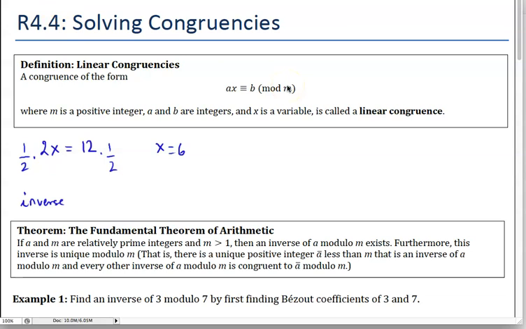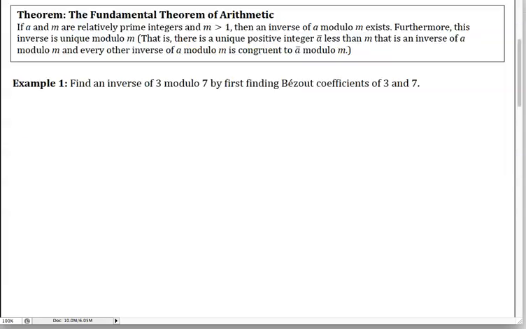And so this fundamental theorem of arithmetic right here says that if a and m are relatively prime integers with m bigger than 1, then an inverse of a modulo m exists, and that inverse is unique. Basically, the inverse of a in modulo m means this: I can find a number a bar that if I multiply it with a, this is going to give me 1 in modulo m.